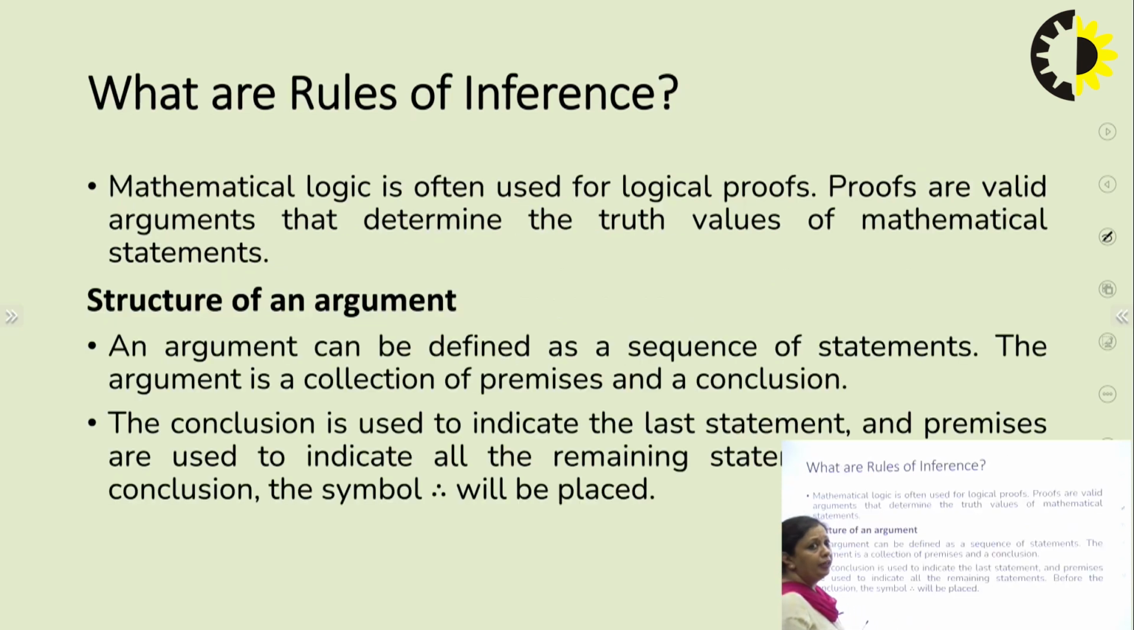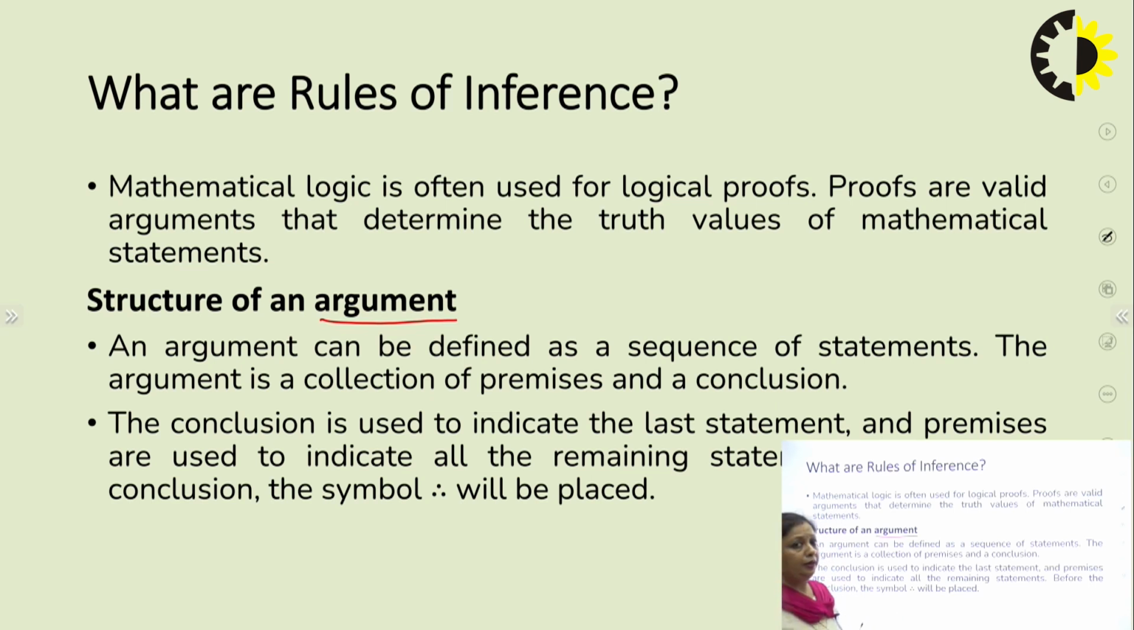Now, what do we mean by these rules of inference? Whenever the topic rules of inference comes into the picture, the most important topic which needs to be known to us is mathematical logic. Mathematical logic is often used to check logical proofs. The proofs are valid arguments that determine the truth values of different mathematical statements. So, in order to determine the truth values for these statements, we need to apply rules of inference. Whenever we talk about rules of inference, one of the most important terms is argument. Now, what is an argument?